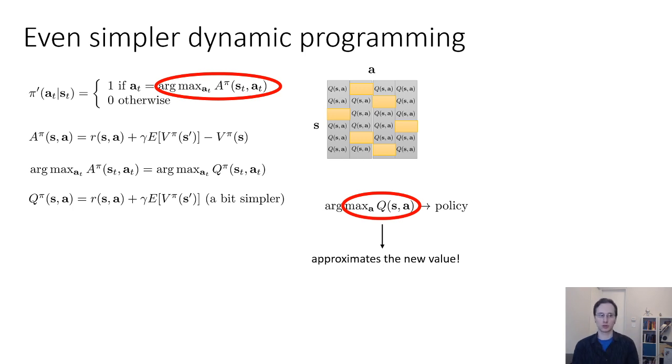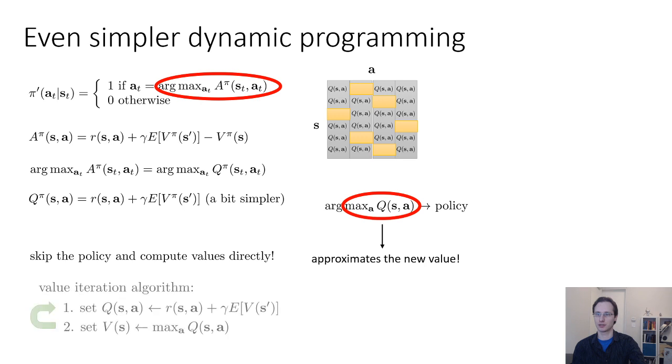So what we can do is we can short circuit this. We can actually skip the step where we recover the indices and just directly take the values. So we can skip the policy and compute the values directly. And this gives us a new algorithm, which is called value iteration, where in step one, we set the Q values, basically the entries in this S by A table, to be the reward plus the expected value of the value function at the next time step. And then in step two, we set the value function to be the max over A in this Q function table. So we basically take each row in the Q function table and pick the entry with the largest number in it and store that as the value for that state.